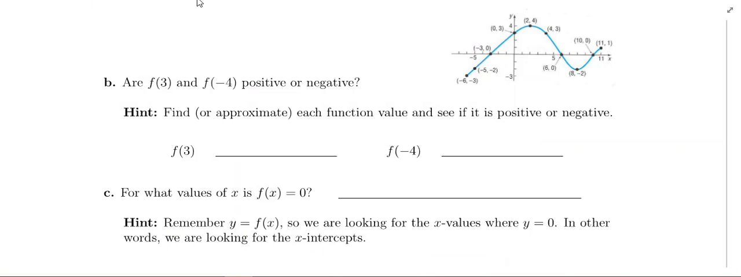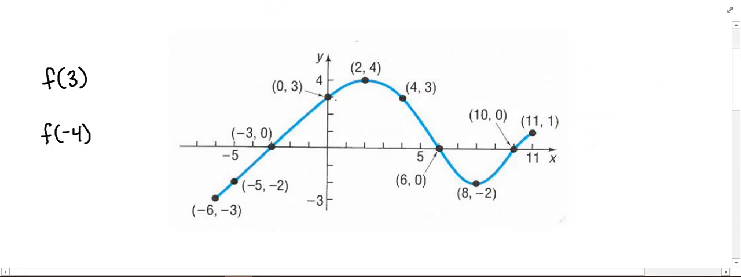And if you go back to the question, it doesn't want to know the specific value of these things. It's just asking, are the values of f of 3 and f of -4 positive or negative? Okay, so let's take a look. So again, when we look at f of 3, we know this is the y value when x equals 3. Okay, so let's go find where x equals 3.